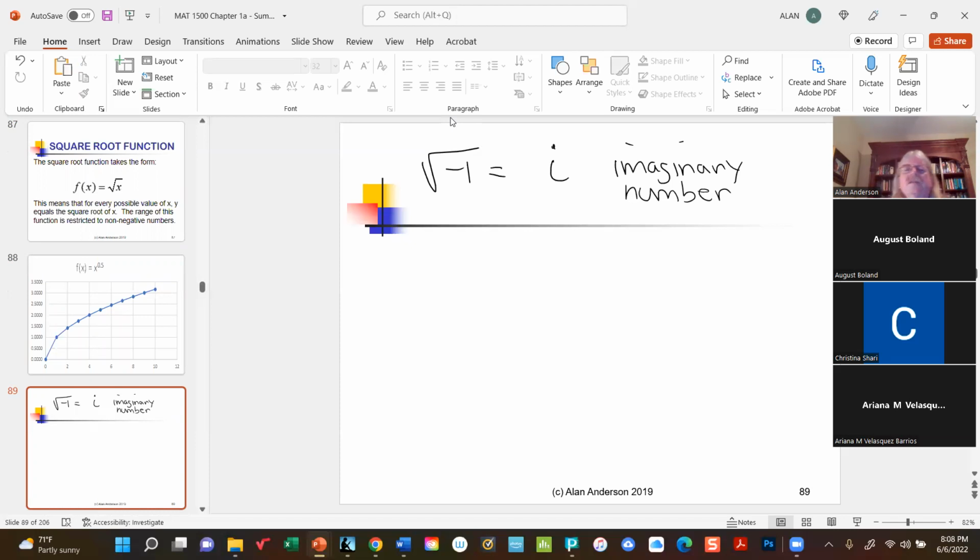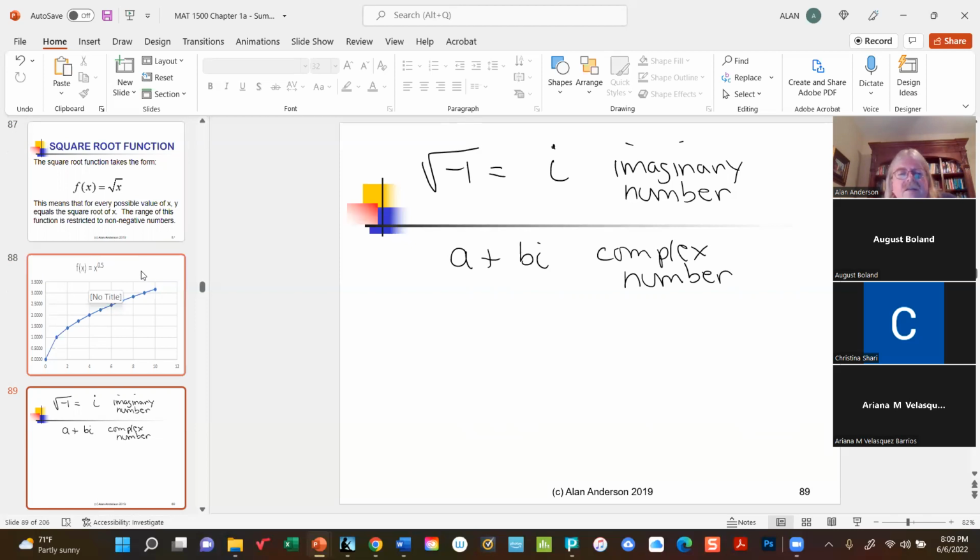And sometimes if you combine them, if you have something like this, a real constant plus a real constant times i, this is sometimes called a complex number. So a complex number is a special case of an imaginary number. It's like i plus some other values. This can only happen if we take the square root of a negative number. But here we're going to rule that out.